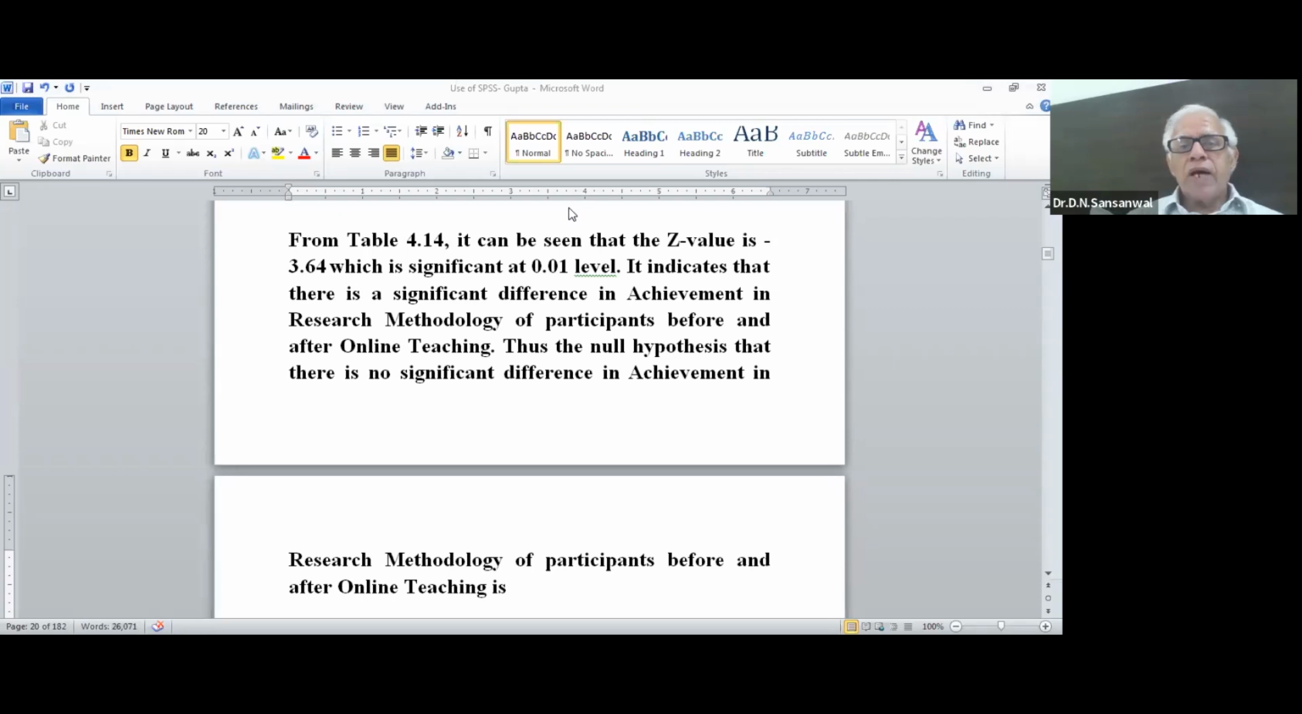Krishna, you are wrong. Hindu galaxy, you are wrong. My dear friend, the value is significant. And if it is significant, then your null hypothesis is rejected.